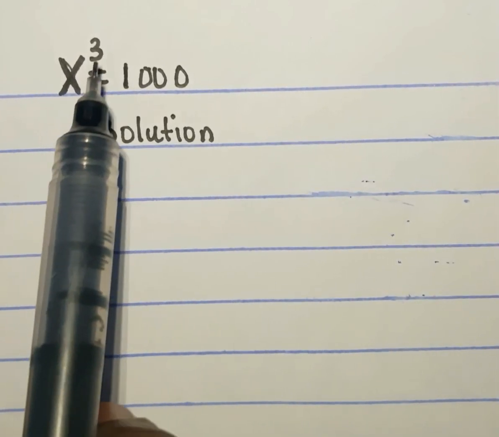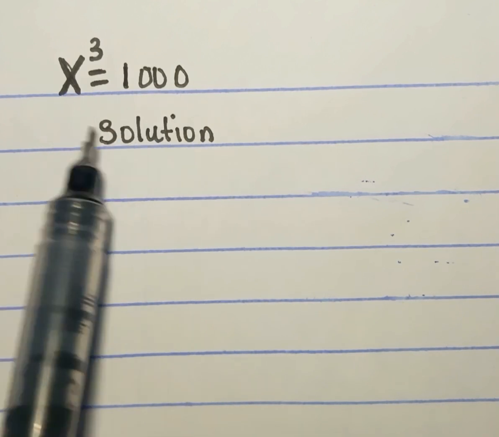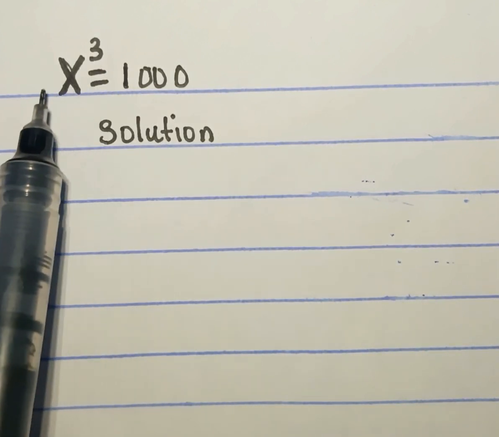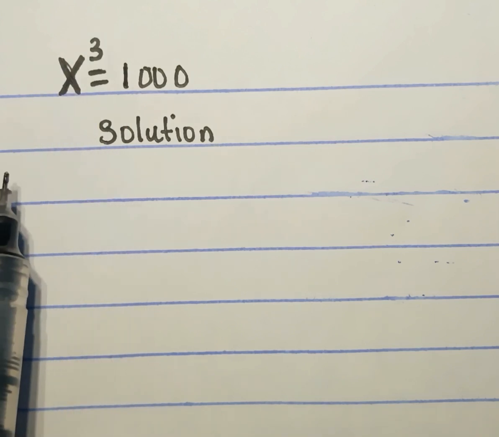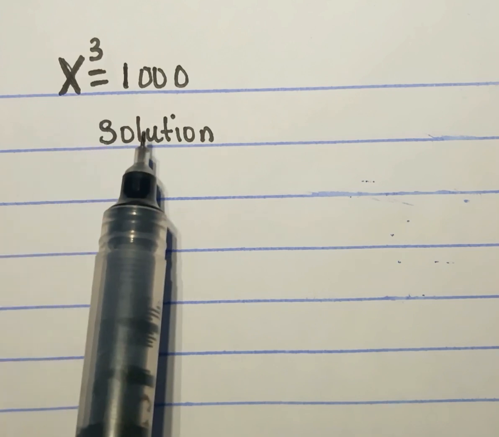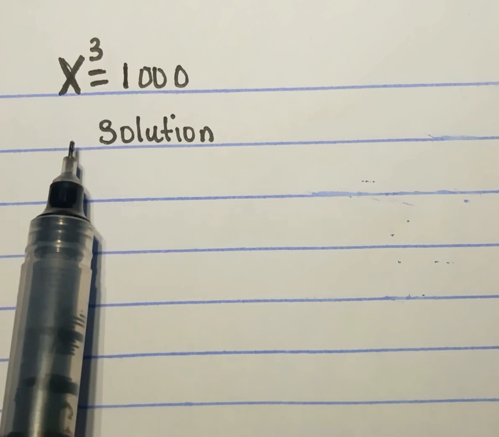We are given that x to the power 3 is equal to 1000. Then we are asked to solve for the value of x that will satisfy this equation. As you can see, the highest power of the variable we are looking for is 3. So this is a cubic equation and our expectation is to get 3 possible solutions that will satisfy the equation. Whether complex or real, the solutions must be 3.